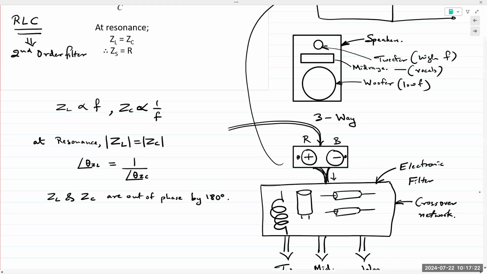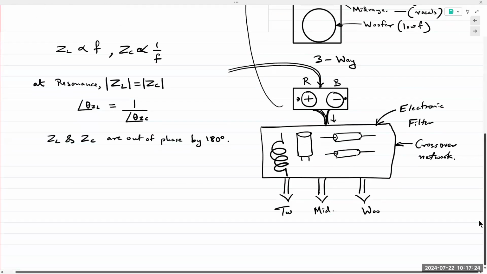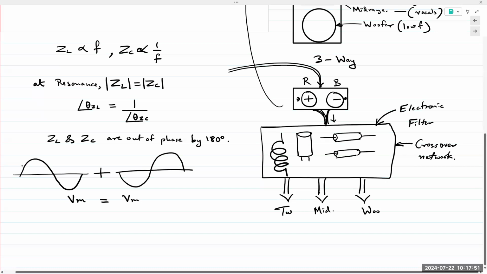This is similar to the example of noise cancellation technology. Remember what I stated as an example. If you have a time varying signal and you add it to another time varying signal that has the exact same amplitude and exact same frequency, meaning VM here is equal to VM here, and the frequency is equal to the frequency here, but the phase is 180 degrees out of phase.